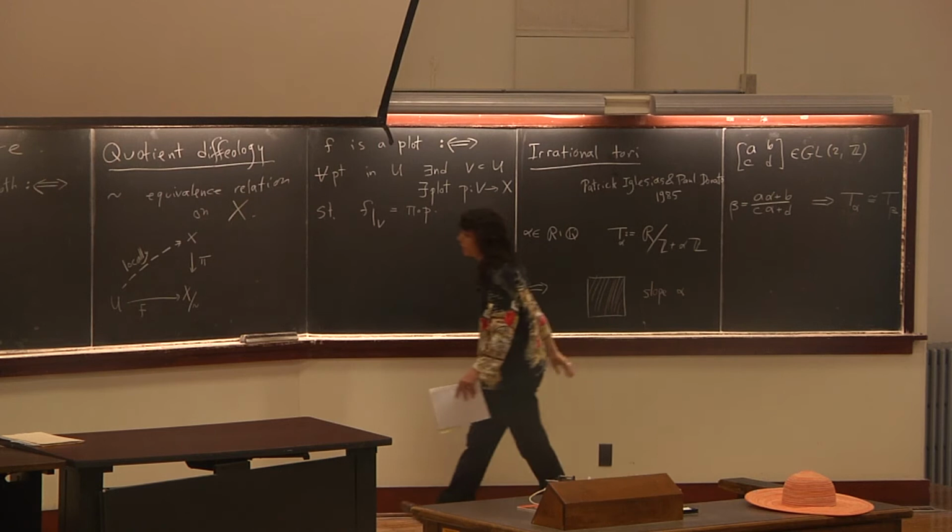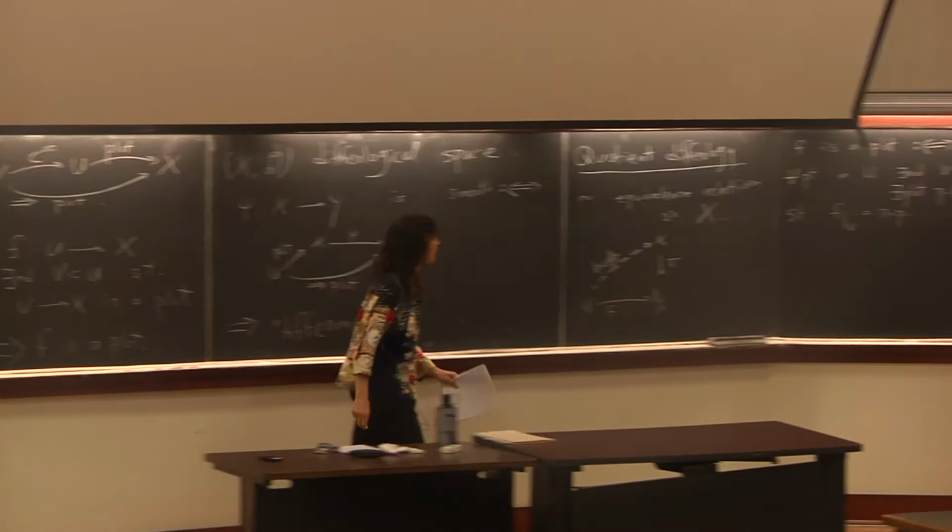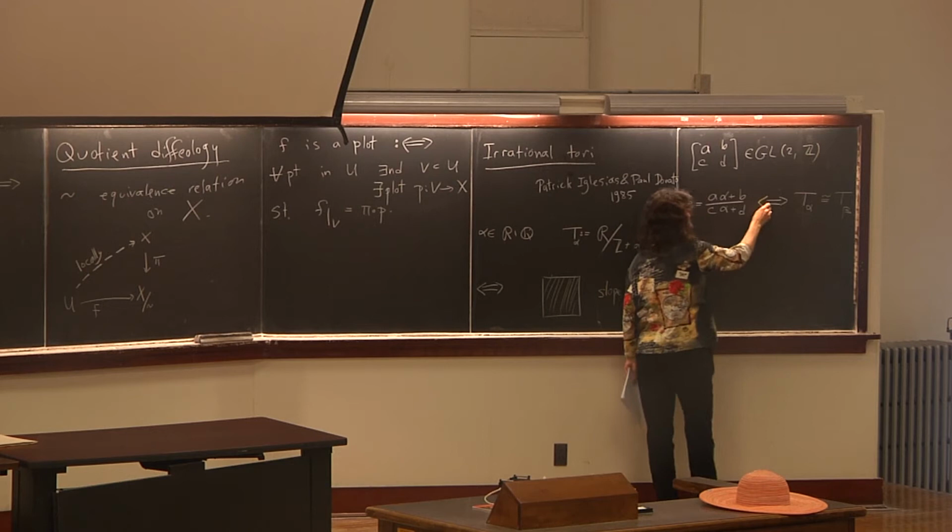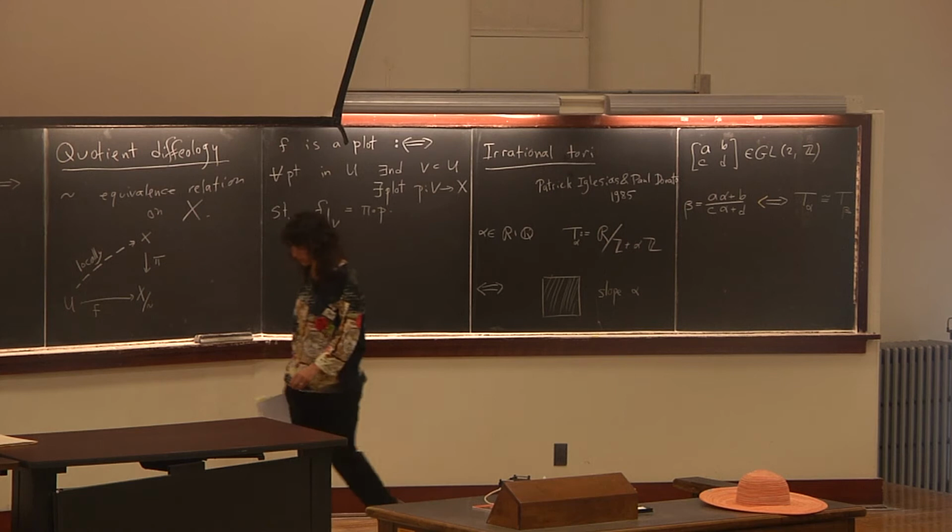And the interesting fact, quite a charming fact, I find, which was found by Patrick Iglesias and Paul Donato, is that this is an if and only if. So although the topology is trivial, from the diffeology you can actually recover the slope up to the necessary ambiguity.